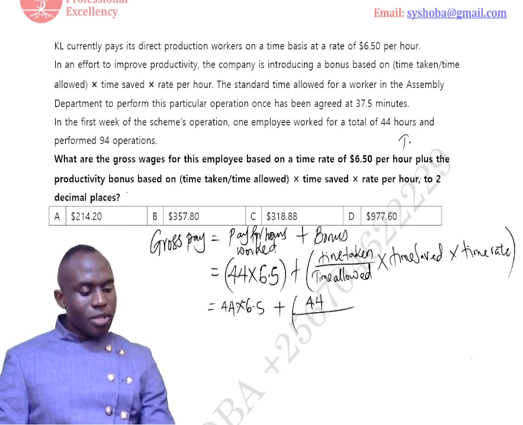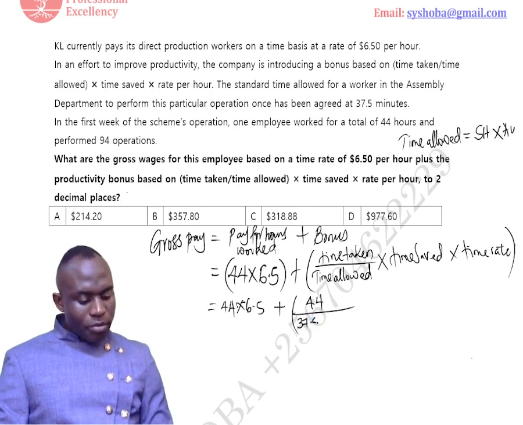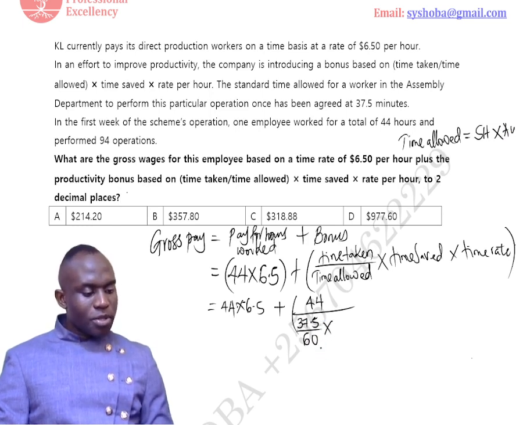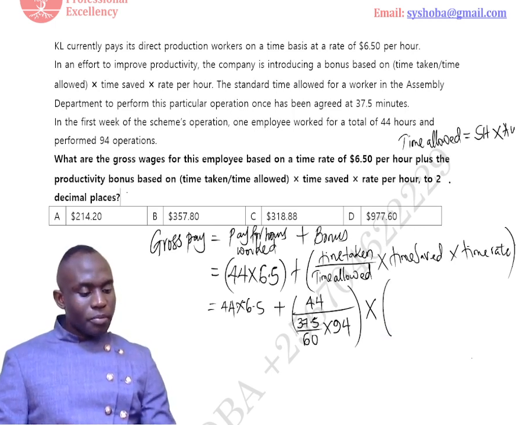Time allowed is the same as standard time, and how do we calculate standard time? It is standard time per unit times actual units. So the standard time per unit is 37.5, but you see the payment is in hours, so we convert to hours, times the actual units. He actually produced 94 operations. So this would be the time taken divided by time allowed, then times time saved. So what is time saved? It is expected time minus the actual time taken.